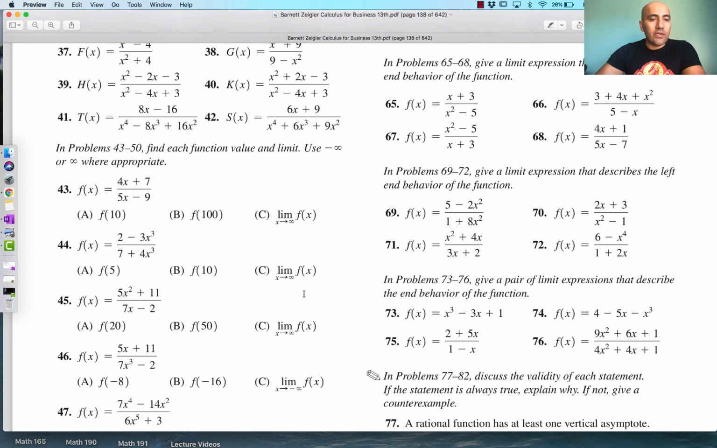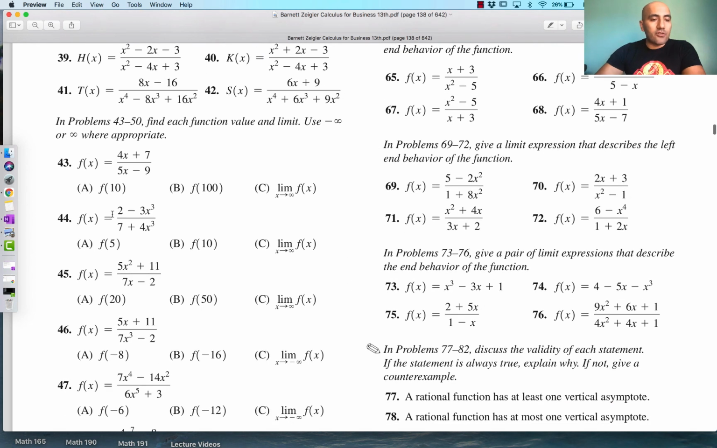Keep going. Okay, so here, they give you a function, say like number 44. Here's a function, evaluated at 5, that should be easy. Evaluated at 10, that should be easy. For these guys, we have to think about our pattern, right?